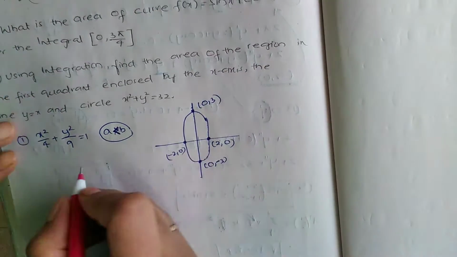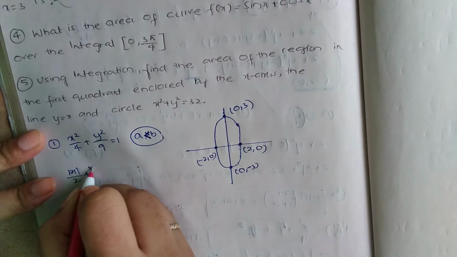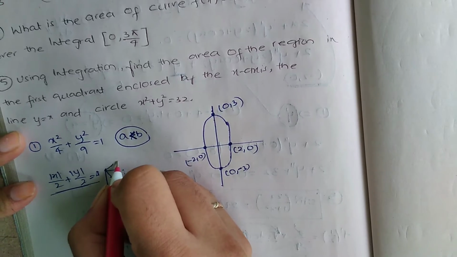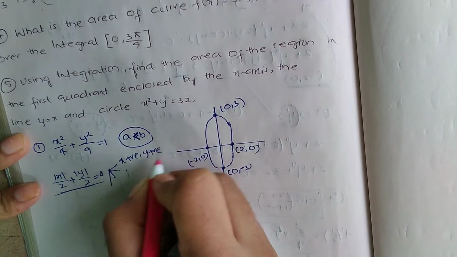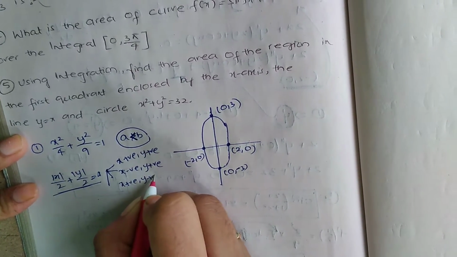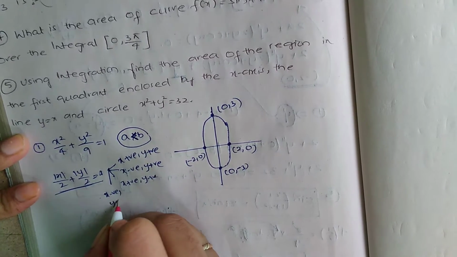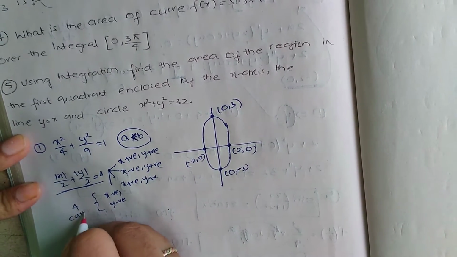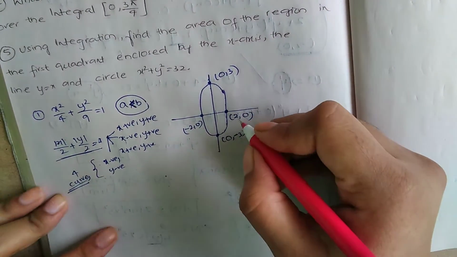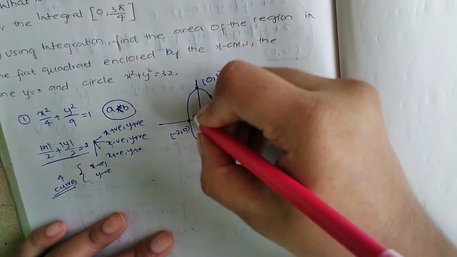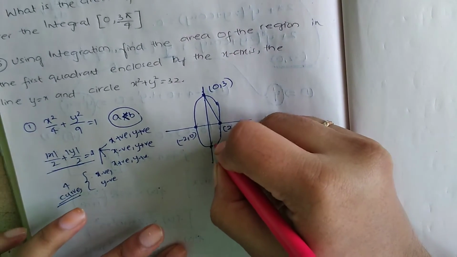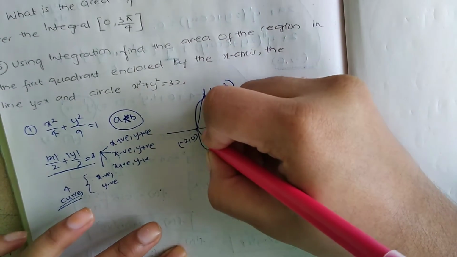Now another curve, |x|/2 + |y|/2 = 1. These will be 4 curves: x positive y positive, x negative y positive, x positive y negative, x negative y negative. All will be straight lines. So how will those look? Okay, x plus y means like this, and the second curve would be like this. It will look like this.